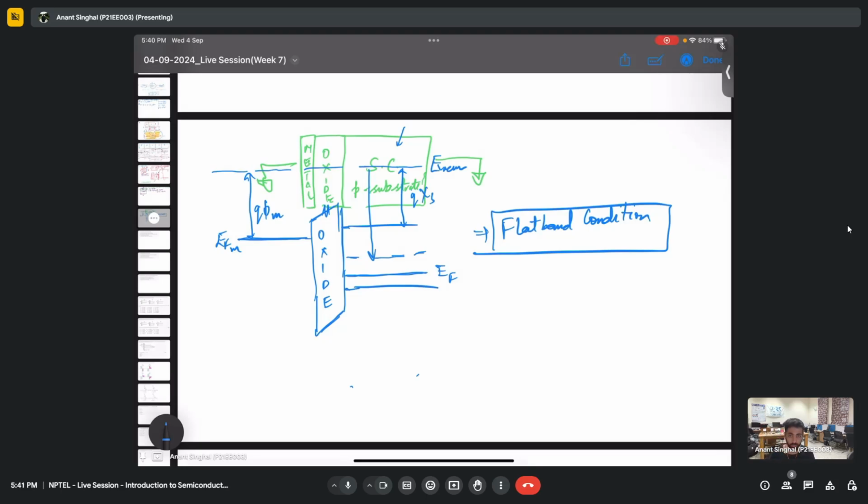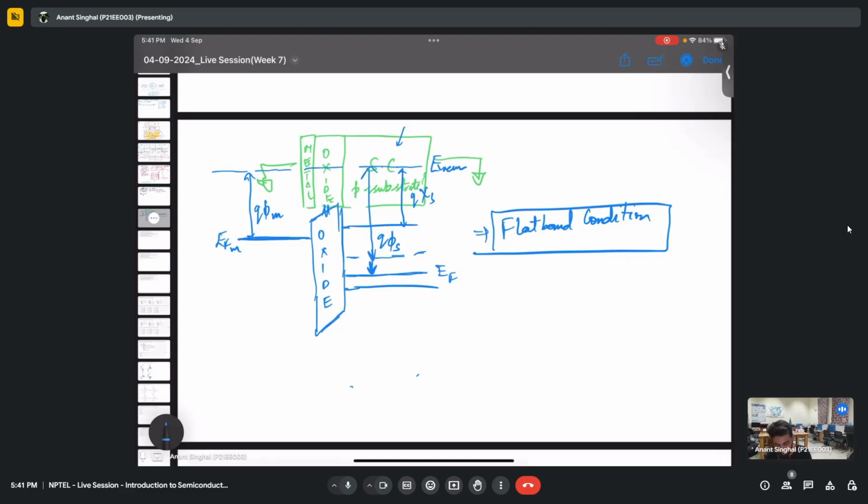So for the time being, I have taken a P substrate semiconductor. So I made this Fermi level close to the valence band, which is the work function of the semiconductor. And we know that the metal will have a very high Fermi level because it is full of electrons. So I made the Fermi level of the metal very high as compared to the semiconductor side.